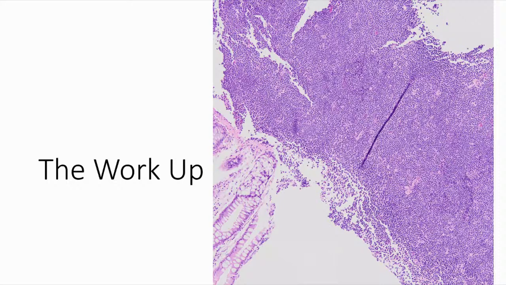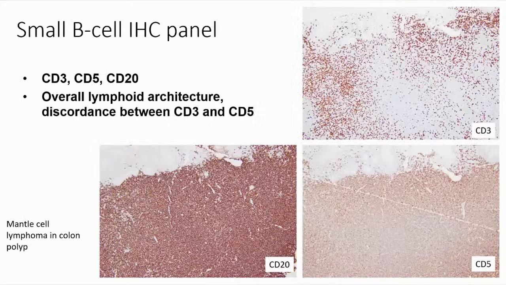So we have an IHC workup that we typically do. We have a small B-cell immunohistochemical panel, which includes about 10 to 12 stains. But at the most basic, especially if you don't have flow, it's nice to look at the distribution of T cells and B cells. Basically, what is going on here? Because you could have an indolent T-cell proliferation in the GI tract as well. So we like to compare CD3 and CD20, and as well CD5. Does that correspond with the CD3, or is it aberrant?